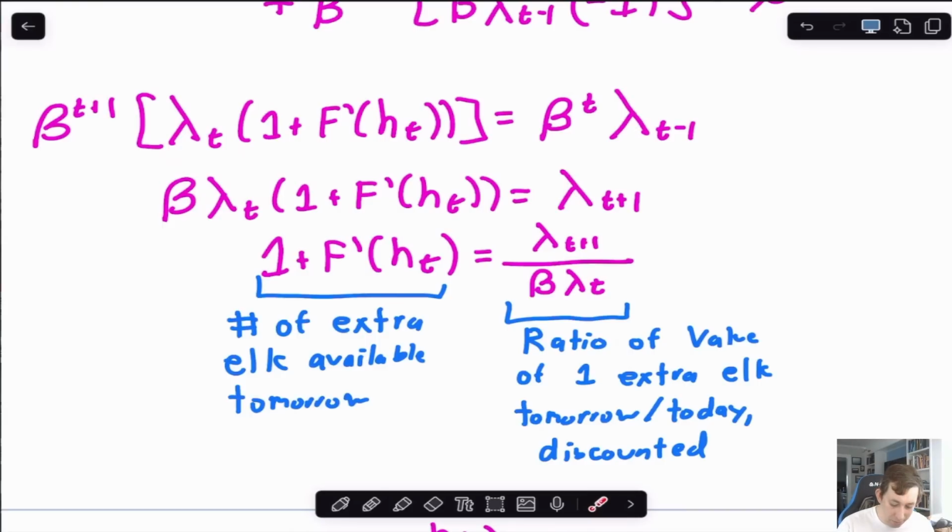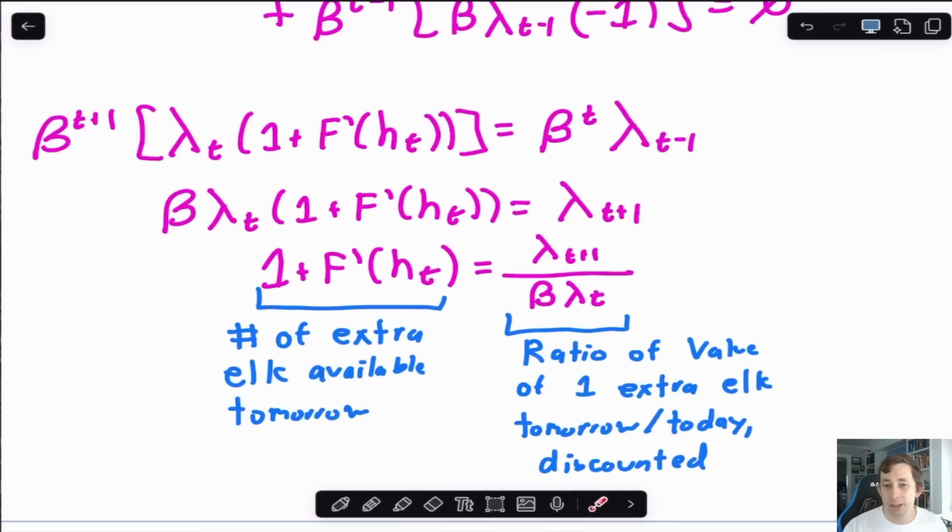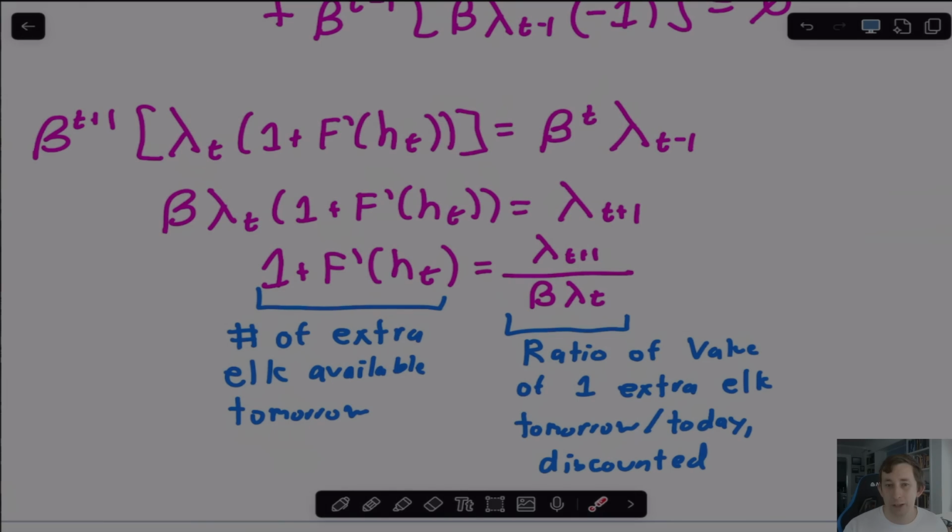And so this needs to be tomorrow over today. And I'm going to take the value into tomorrow dollars. So now we have everything we need, and we're just going to go into Excel, and in Excel, we're going to start to use Solver.